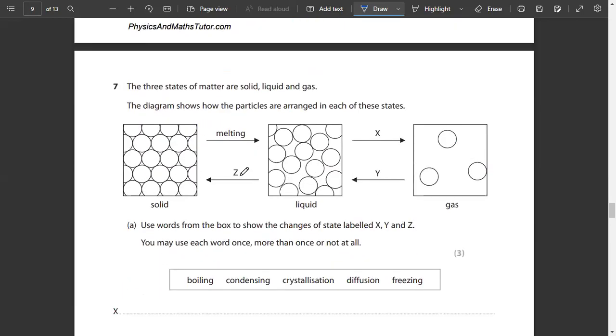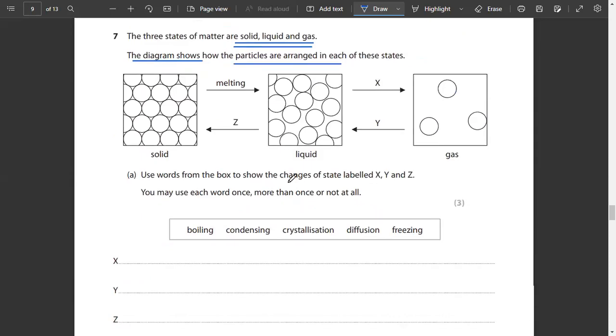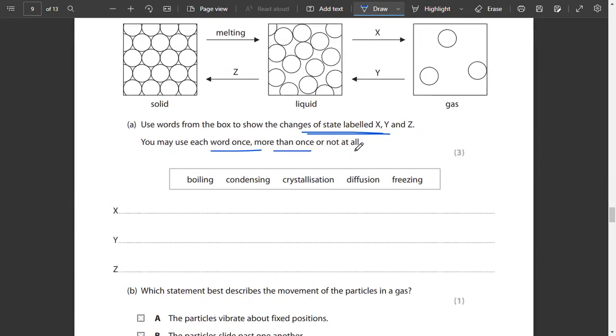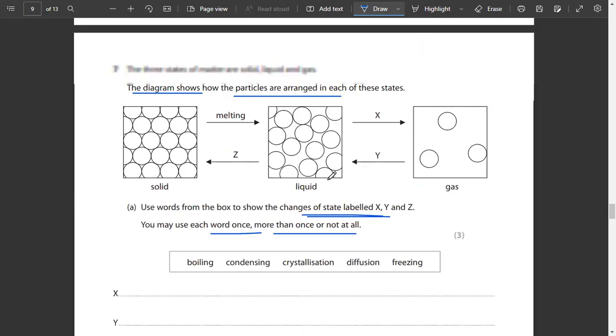Moving on. The three states of matter are solid, liquid, and gas. The diagram shows how the particles are arranged in each of these states. Use words from the box to show the changes of state labeled X, Y, and Z. You may use each word once, more than once, or not at all. We have boiling, condensing, crystallization, diffusion, and freezing.